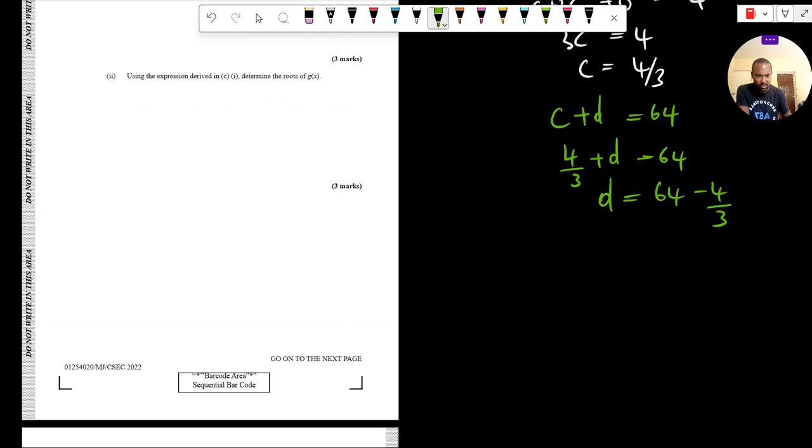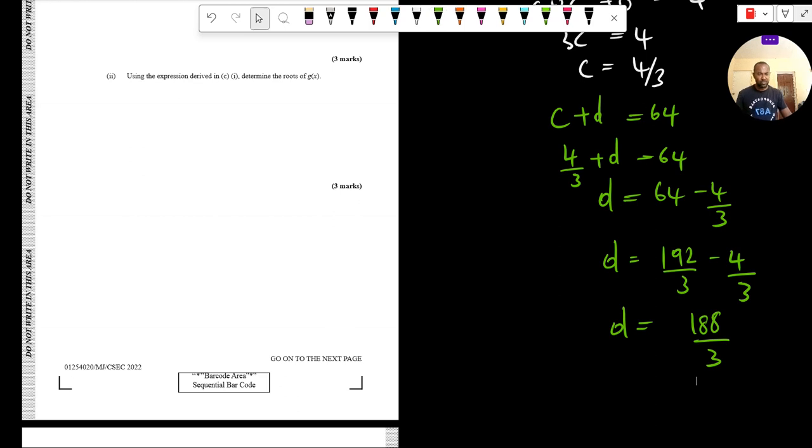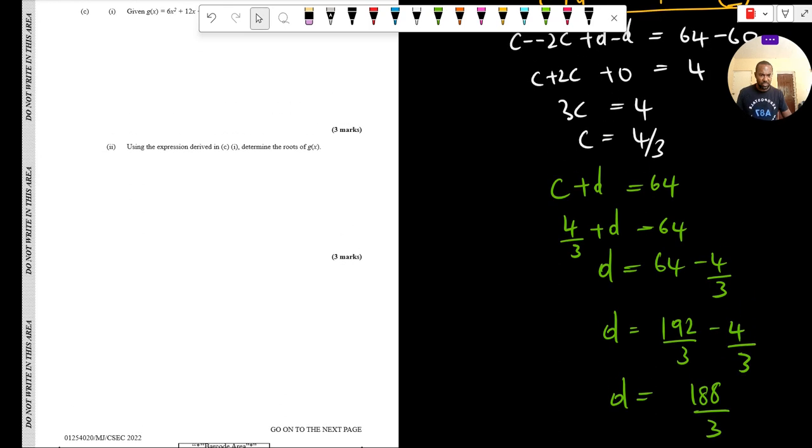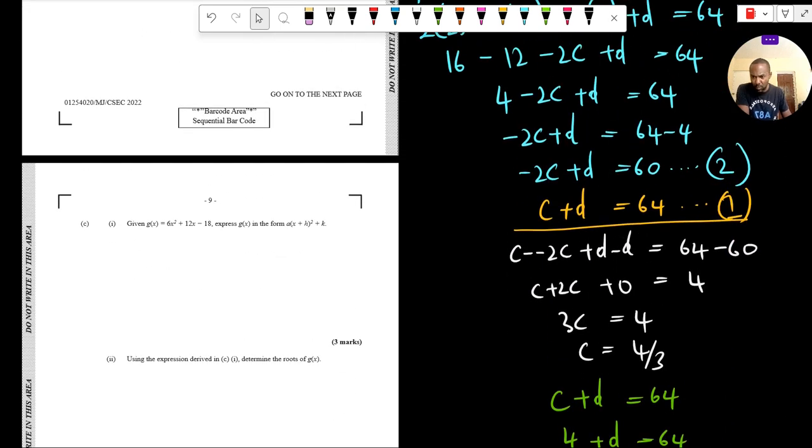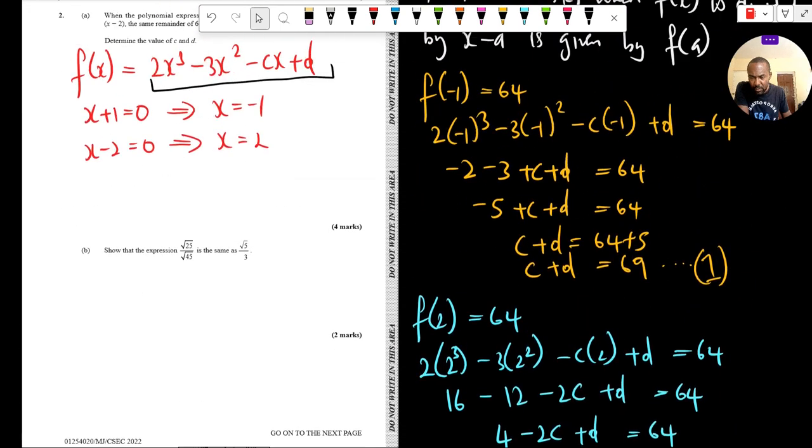We can write 64 as, let me see, 64 times 3, that is 180 plus 12, that's 192. This is 192/3 minus 4/3. And so d is equal to 188/3. Strange looking numbers, but they look correct. Alright, so therefore c equals 4/3 and d equals 188/3.